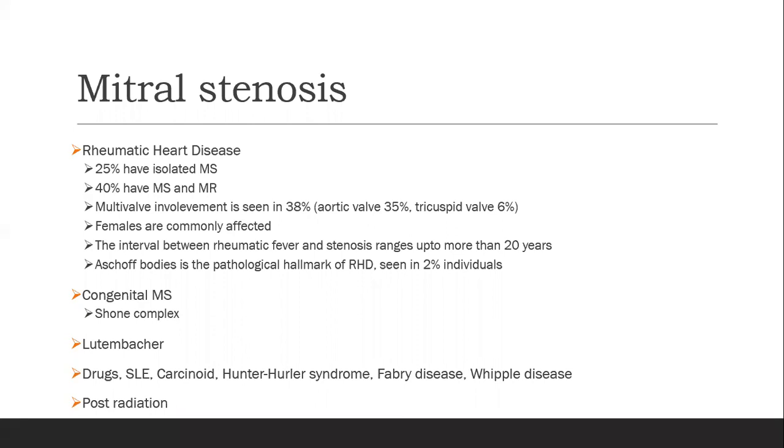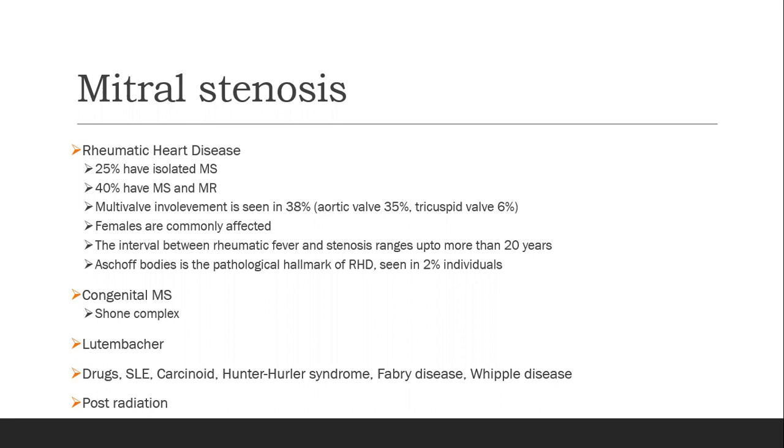Again, a mild reduction will not cause any symptom. If it goes beyond a particular level only, we get symptoms. That level is 2 centimeters square. If the mitral valve area becomes less than 2 centimeters square, we start getting symptoms. That is when we label it as mitral stenosis. So, causes. For exam purposes, whenever you present a case of mitral stenosis, the one and only word you have to mention is rheumatic heart disease. So the first, second, and third causes of mitral stenosis are rheumatic heart disease.